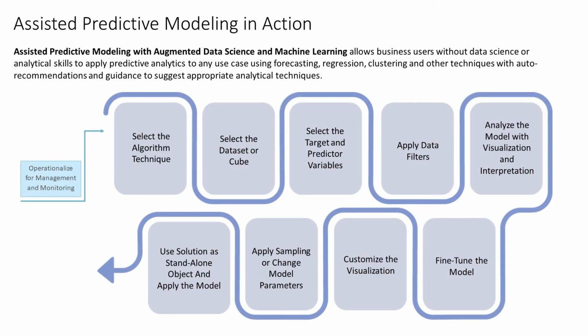Earlier in this course, we looked at predictive modeling and its importance to the business for accurate forecasting and planning. In this section, we will consider the benefits of assisted predictive modeling techniques and tools, and how citizen data scientists can use these tools and techniques to analyze any business issue or use case, with forecasting, regression, clustering, and other techniques.